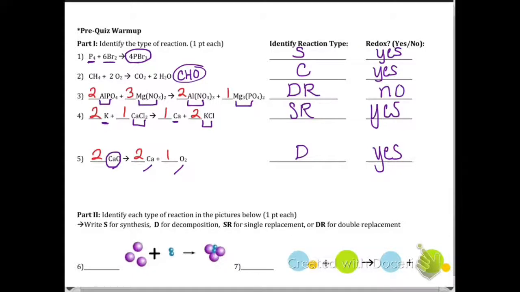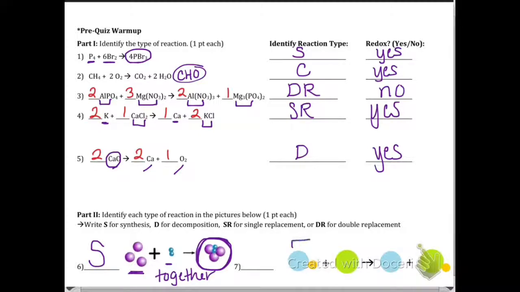Now let's look at the pictures down below. You should be able to look at the pictures and determine what is happening here. So here we have something here and something here to make one big thing. This one big thing is what? Synthesis. They come together. That is synthesis.